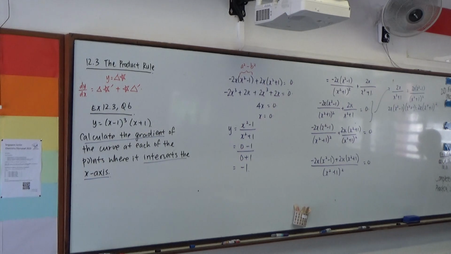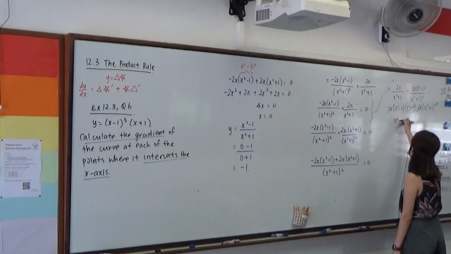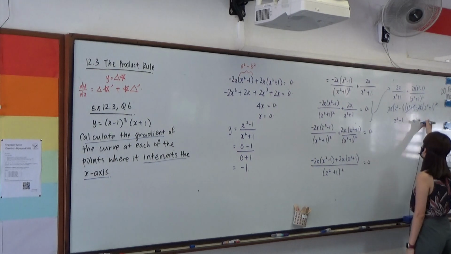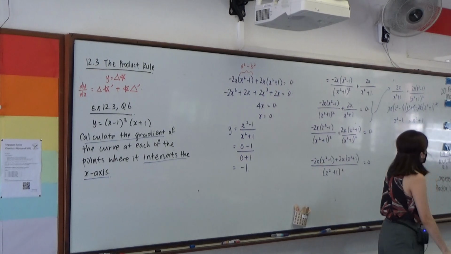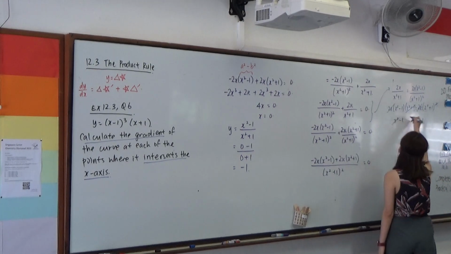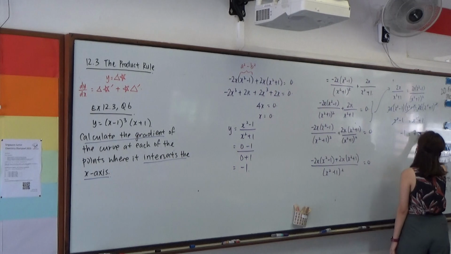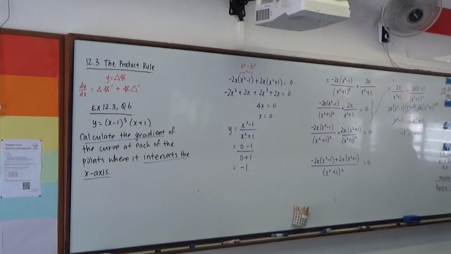Totally correct. Okay? The next step that she decided to do was to cancel the 2x and then cancel away x squared plus 1. So technically her next step will be x squared minus 1 equals x squared plus 1. Then after that, what's the answer? Cancel again, right? Minus 1 equals plus 1. And clearly we know that's not correct. Agree? So what went wrong?